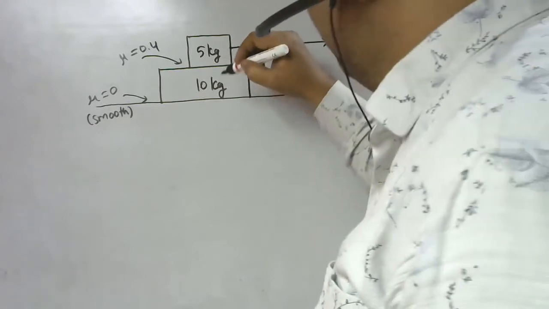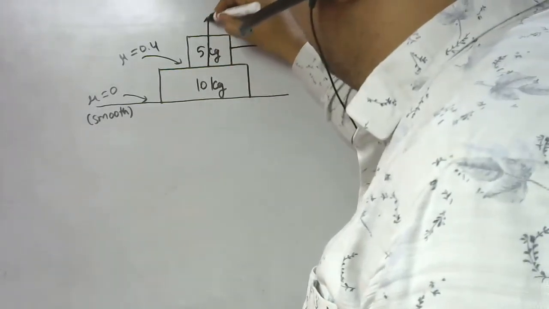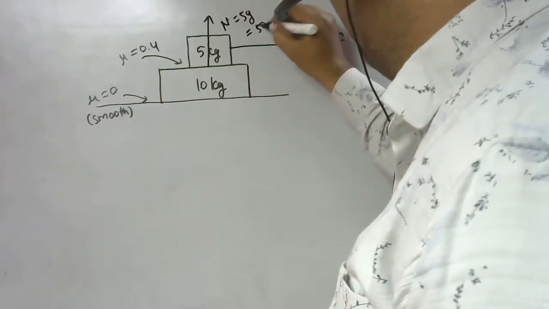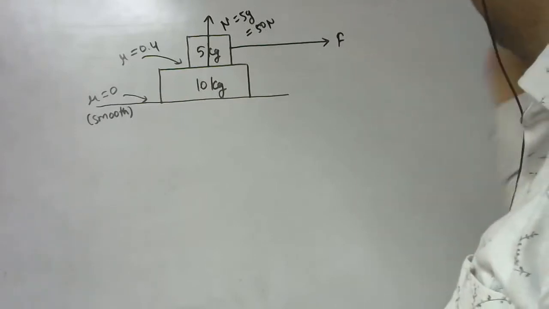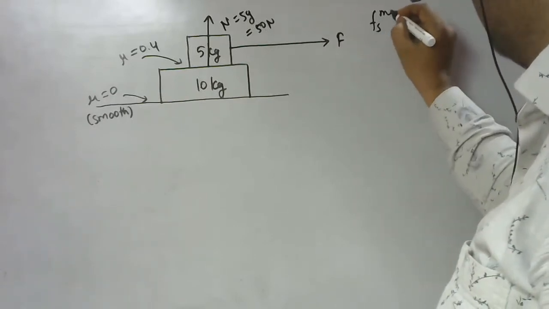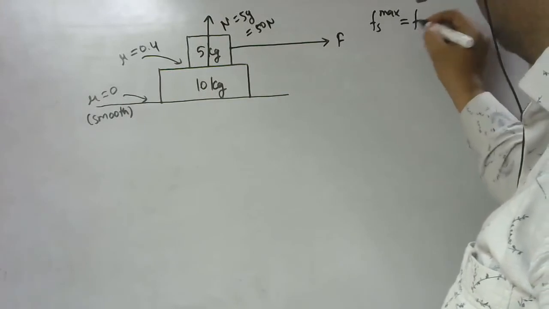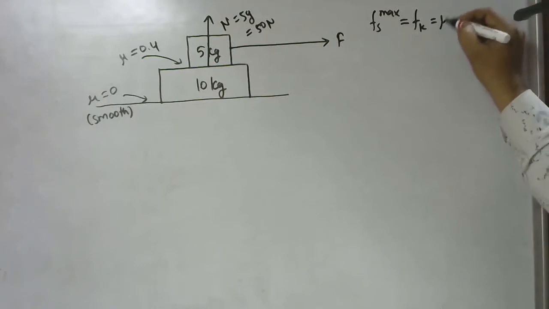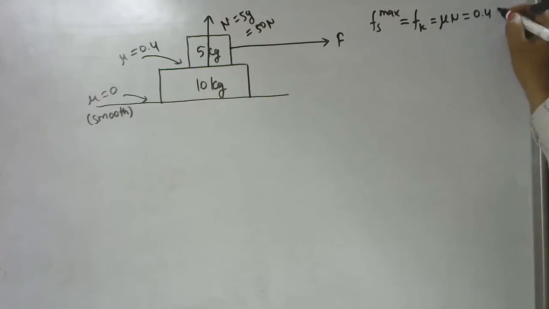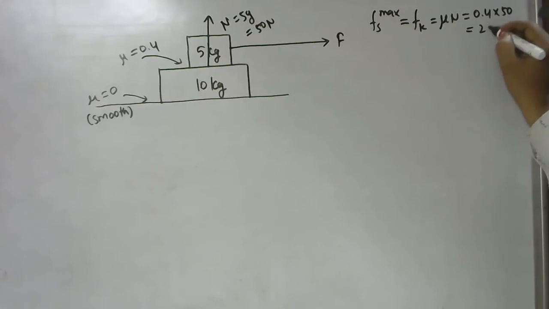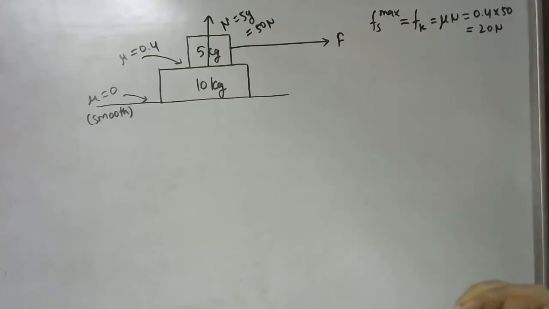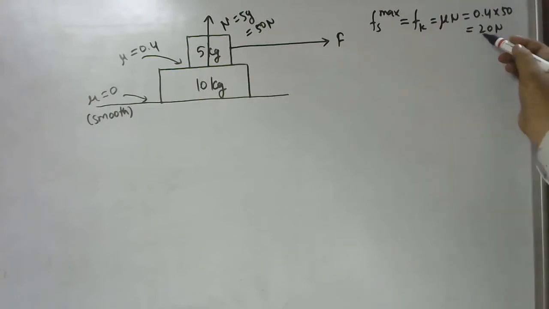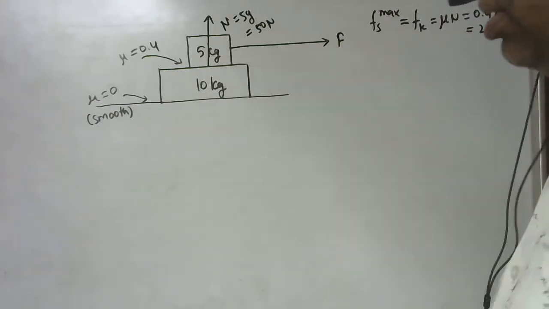So first I'm going to find the limiting friction between the two, where the normal force equals 5g, I mean 50 Newton. Fs max, the limiting friction, which is also equal to kinetic friction, and both will be equal to mu N, I mean 0.4 into 50, which equals 20 Newton. So the limiting friction between the two blocks is 20 Newton, and this will also be equal to kinetic friction once one block slides over the other.